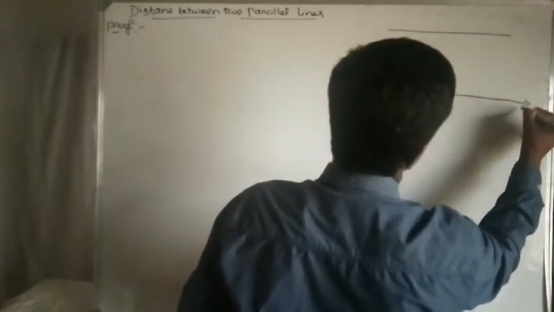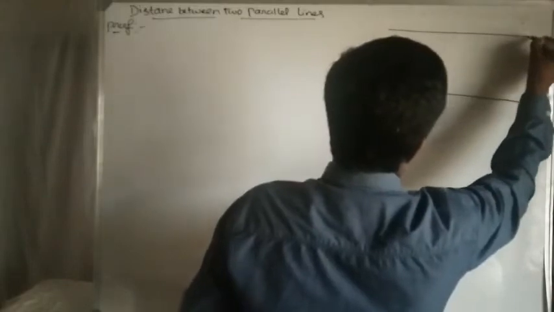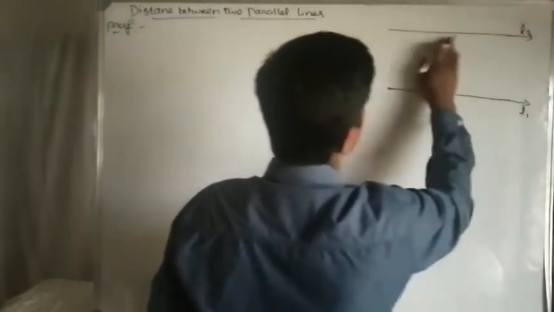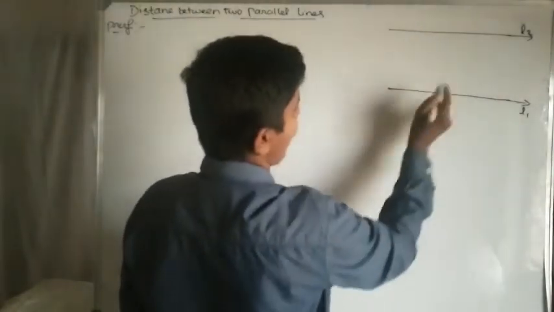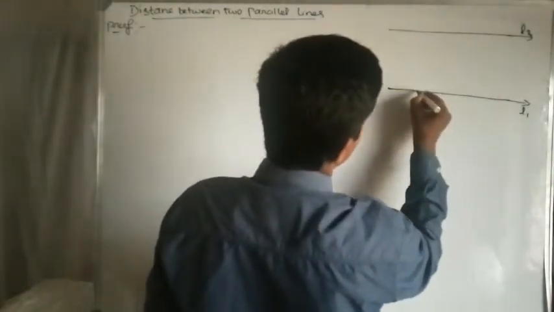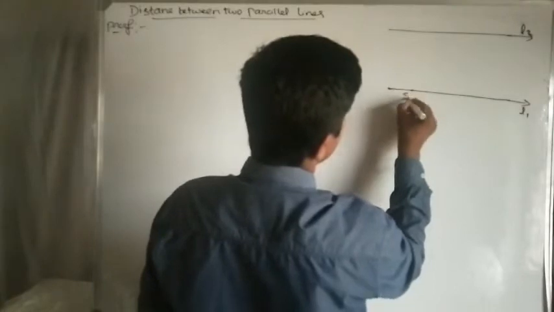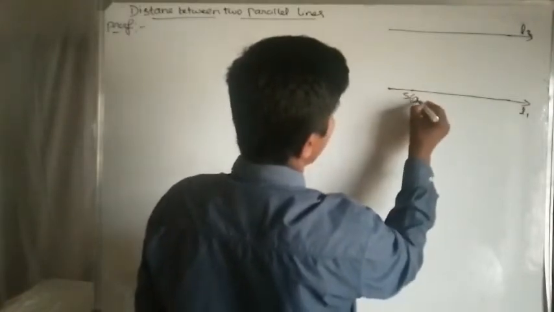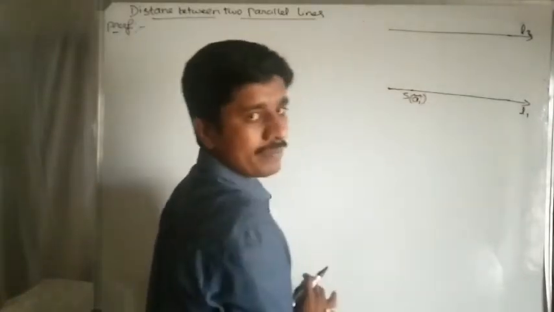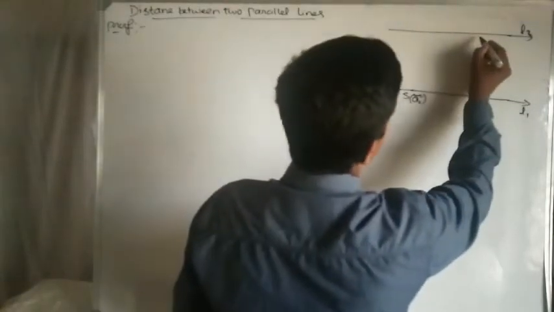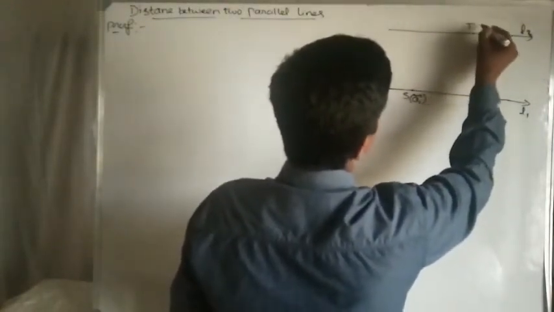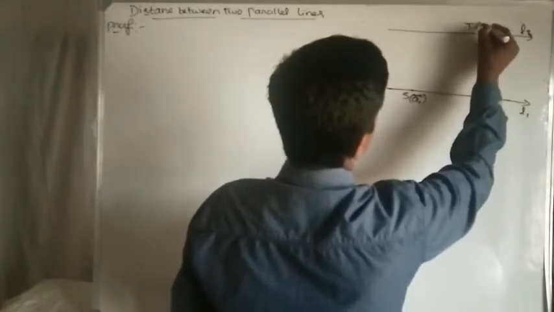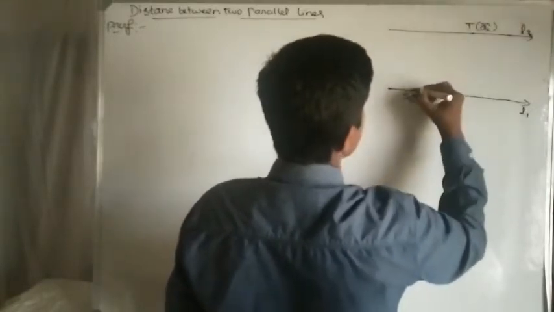First line, consider this L1. Second line, L2. Now I am taking a point on line L1 and a point on the second line. Here S is a point on L1. Its position vector I am taking as vector A1. And T is a point on the second line. Its position vector I am taking as vector A2. Join ST.